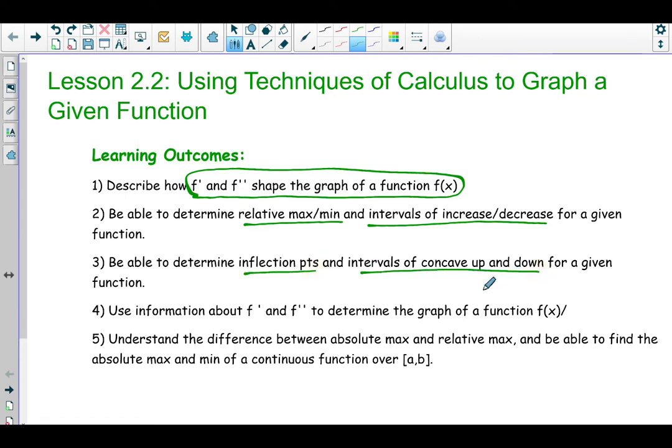Where is a function concave up or concave down? And let me not forget, in the second segment of this lesson, we will also look at absolute maximum and absolute minimum and how that differs from finding a relative maximum and relative minimum.